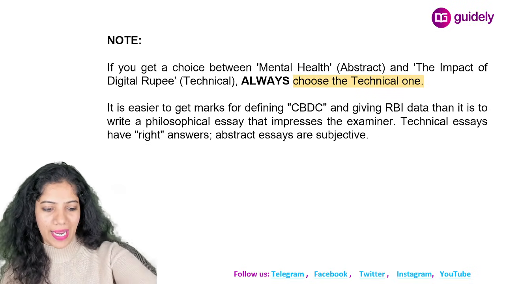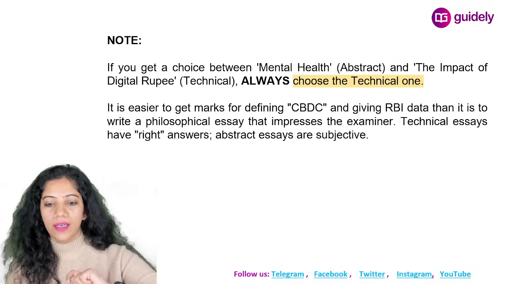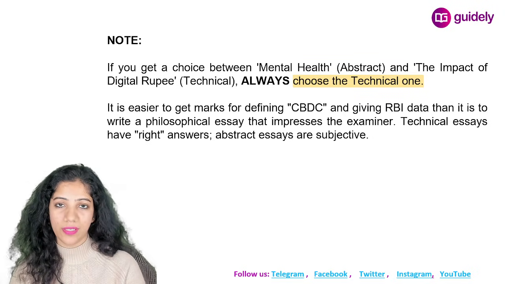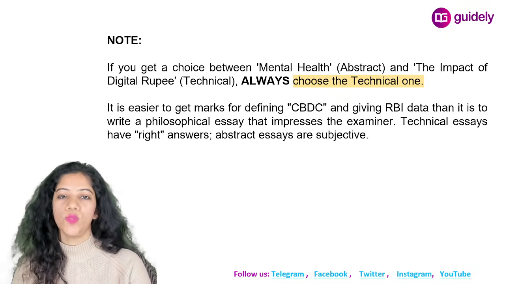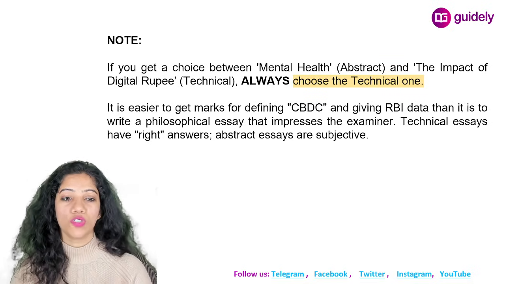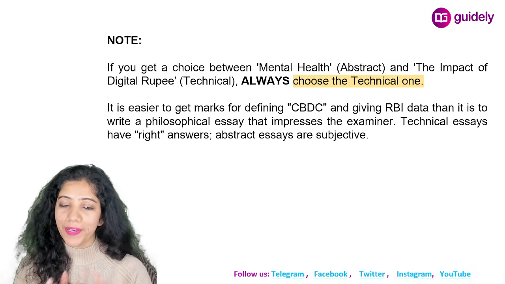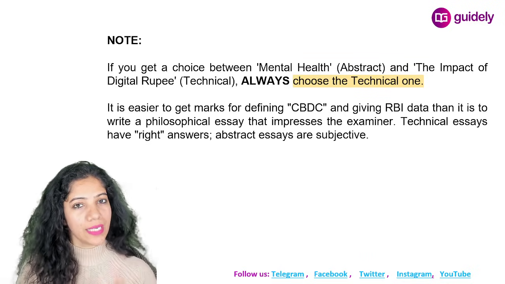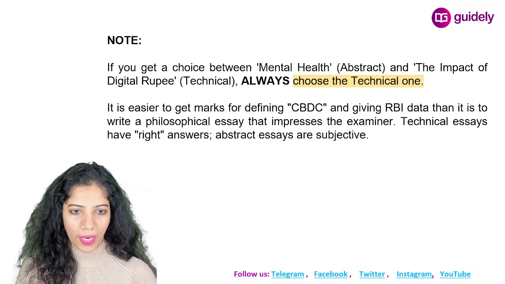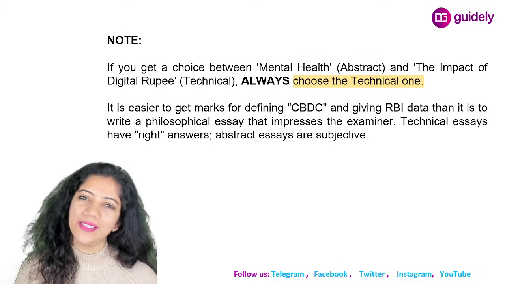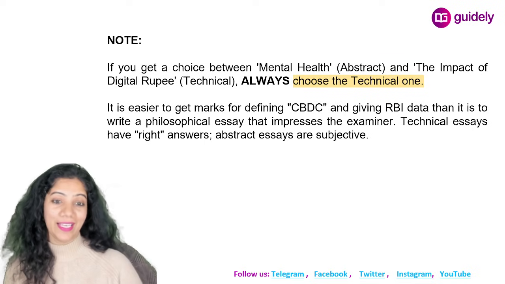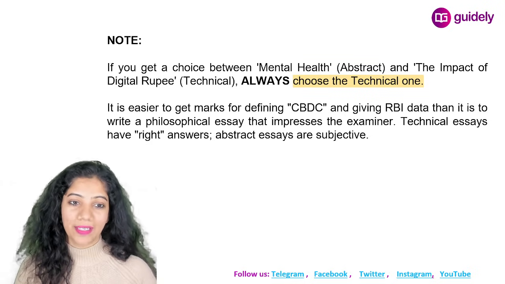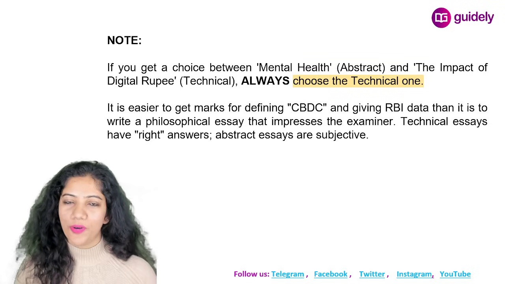Next, in my next session, I am bringing the detailed, proper strategy on how you need to write each of the sections in your exam. As well, I'll talk about the essay structure. So note, if you get a choice between mental health, an abstract topic, and the impact of digital rupee, a technical topic, always choose the technical one. Why? Because it's always easier to get marks for defining CBDC and giving RBI terms, examples, data than it is to write a philosophical essay that impresses the examiner.